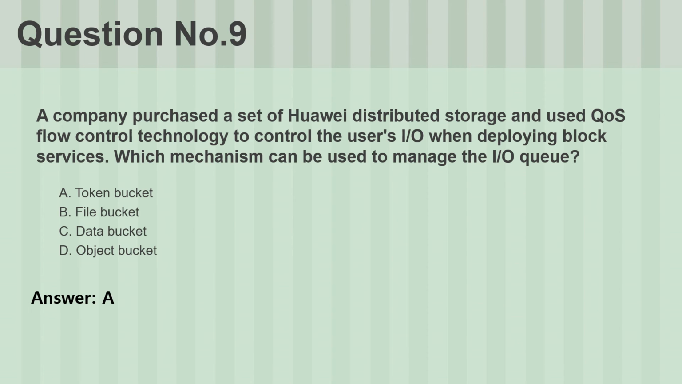Question number 9. A company purchased a set of Huawei distributed storage and used QoS flow control technology to control the user's I/O when deploying block services. Which mechanism can be used to manage the I/O queue? A. Token bucket. B. File bucket. C. Data bucket. D. Object bucket. Answer: A.